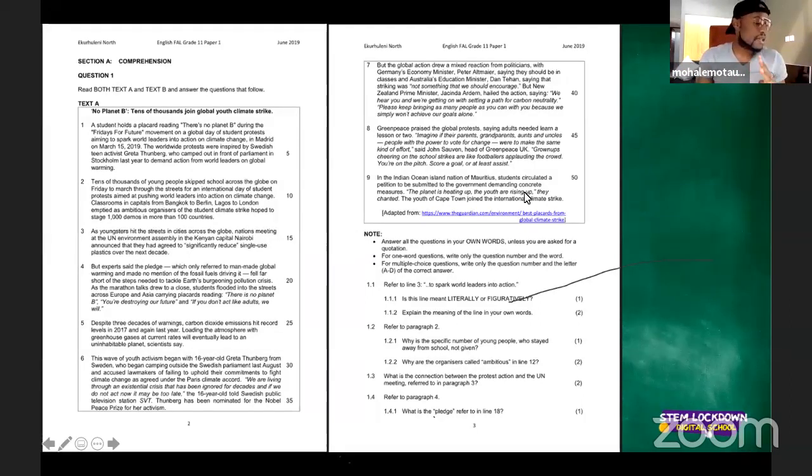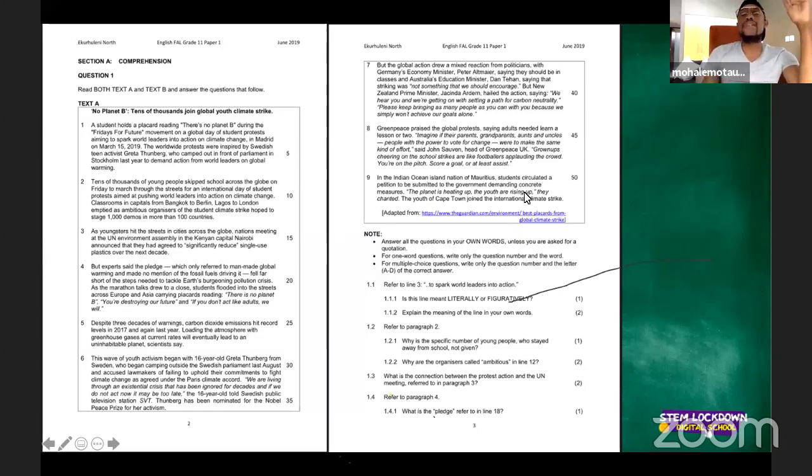And then step 3, it says, read through the passage thoroughly. After you have gone through all of your questions, remember step 1, we skim through the passage. Step 2, we read the questions. Step 3, we go back to the passage and now read the entire comprehension thoroughly.